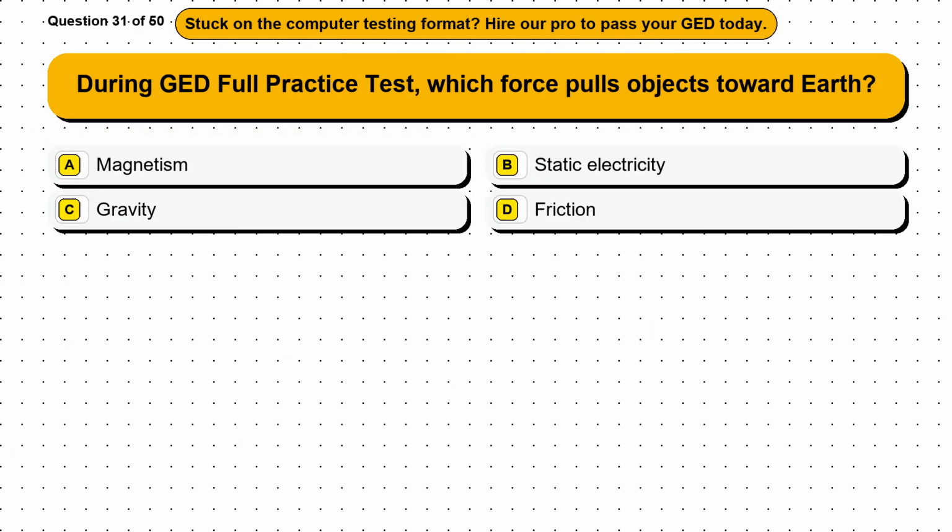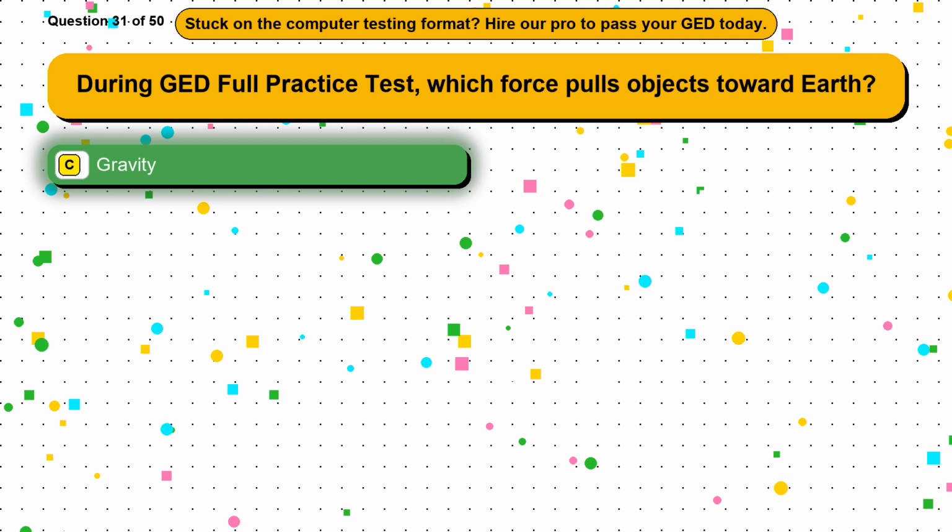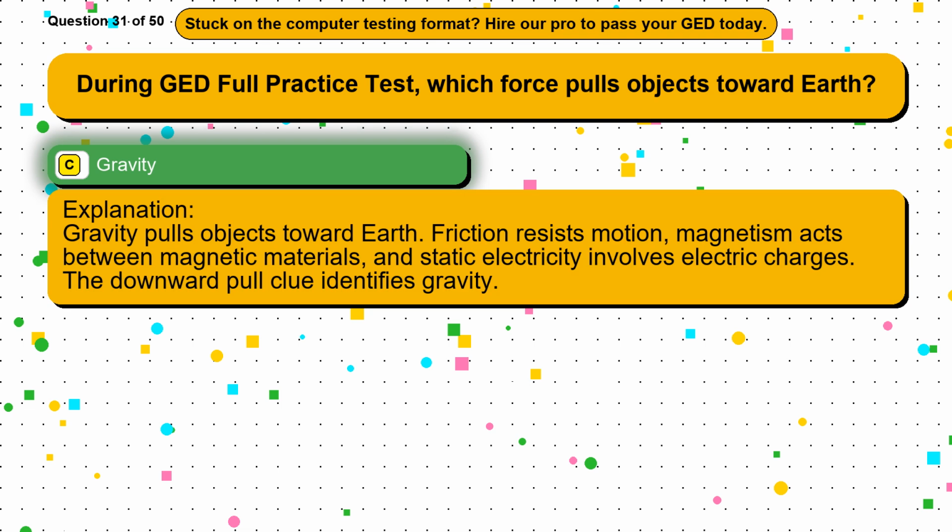Question 31. During GED Full Practice Test, which force pulls objects toward Earth? Option A, magnetism. Option B, static electricity. Option C, gravity. Option D, friction. The correct answer is option C, gravity. Gravity pulls objects toward Earth. Friction resists motion, magnetism acts between magnetic materials, and static electricity involves electric charges. The downward pull clue identifies gravity.